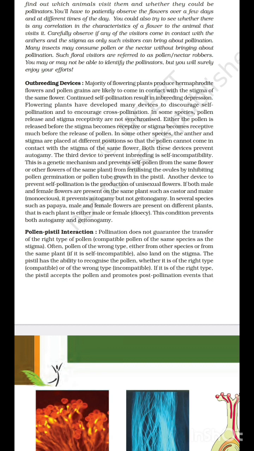Flowering plants have developed many devices to discourage self pollination and encourage cross pollination to prevent or overcome this problem, inbreeding depression. In some species, pollen release and stigma receptivity are not synchronized. Either the pollen is released before the stigma becomes receptive, or the stigma becomes receptive much before the release of pollen. In some other species, anther and stigma are placed at different positions so that pollen cannot come in contact with the stigma of the same flower. Both these devices prevent autogamy or self pollination.